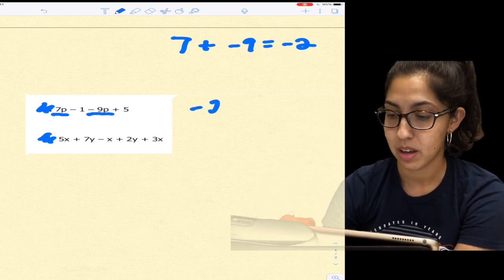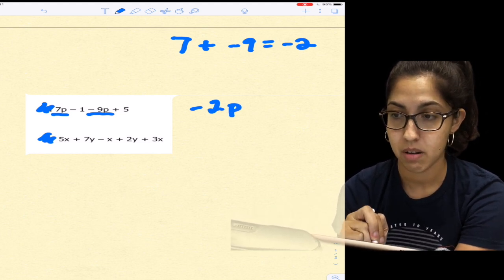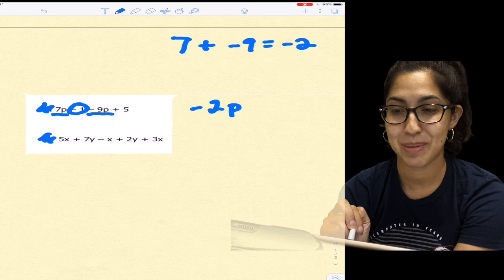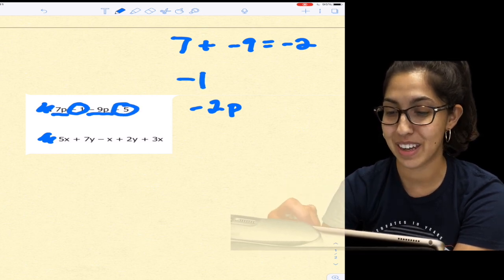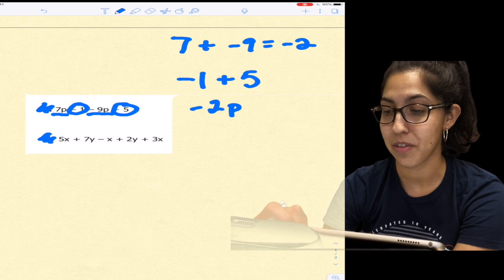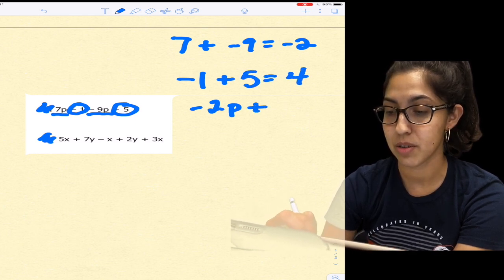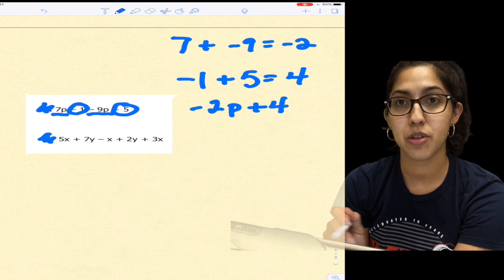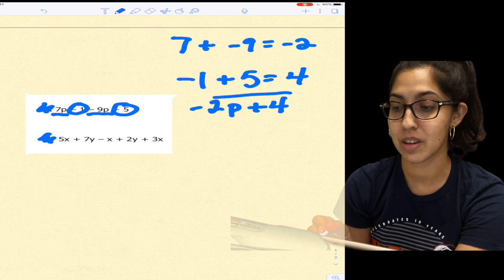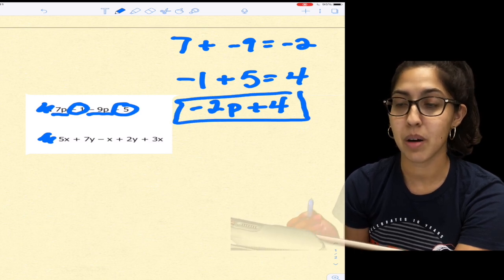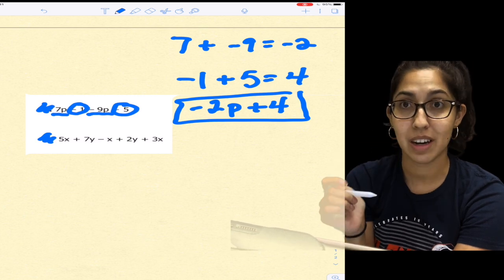So this will be negative 2p, and then right here we have negative 1, and I'm sorry I keep looking down, I'm looking at my screen. So negative 1 and positive 5, so negative 1 plus 5 would be 4, and that is a constant, so just plus 4. And these two we would not combine because they're not like terms. One has a variable, the other one doesn't, so this would be our answer. We'd be done with it, okay? Not too bad. So now let's go ahead and do the next one.